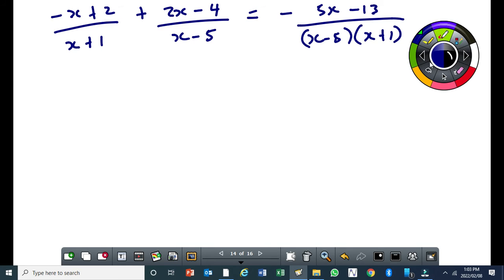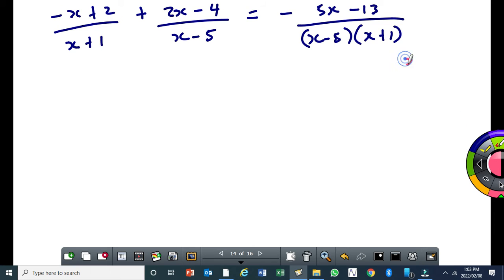Let's write our restrictions. Now our restrictions are going to be x cannot be equal to 5, x cannot be equal to minus 1, because if x is equal to 5 or if x is equal to minus 1, the denominators will become undefined. So we can't have x being equal to 5 or minus 1. Those restrictions are important because when you carry on solving the problem, if you get an x which is minus 1 or an x which is 5, you should know that either one of them is invalid or both are invalid.